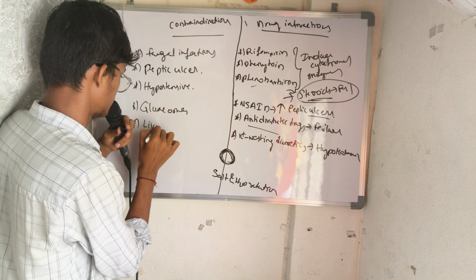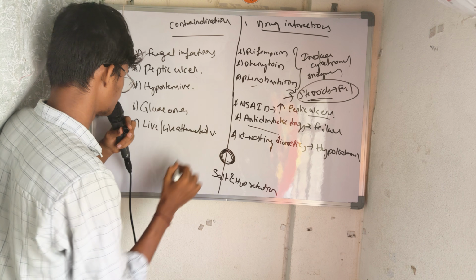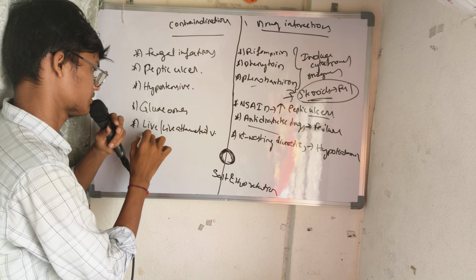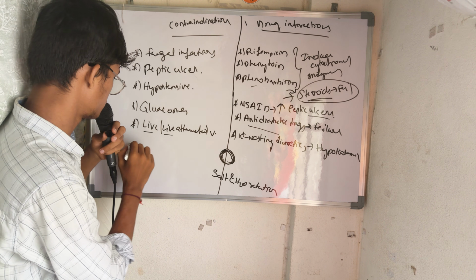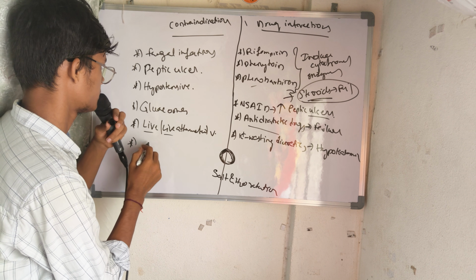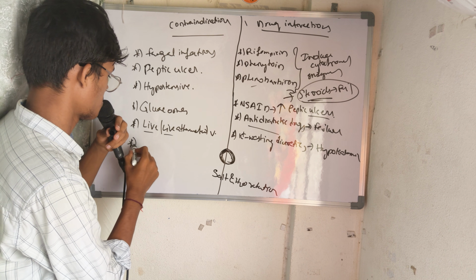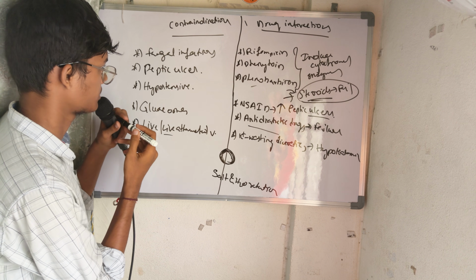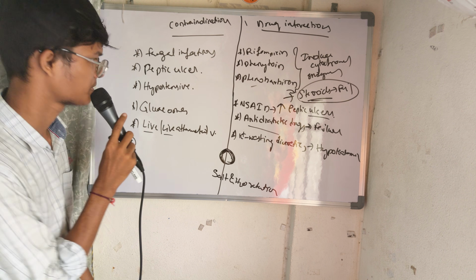And live attenuated vaccines. See, why? Because our immune system is already suppressed. So if you give live or live attenuated vaccines, the organisms might divide and cause the disease. So you should not give. And in contraindications, what else can you take? Okay, mostly these are the things: fungal infections, peptic ulcers, hypertension, glaucoma, live attenuated vaccines should not be given.